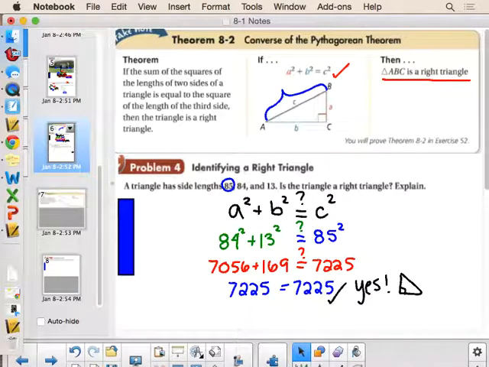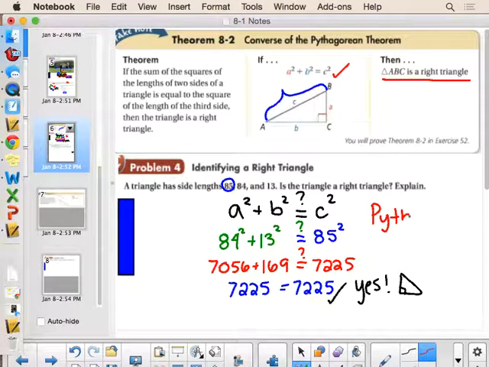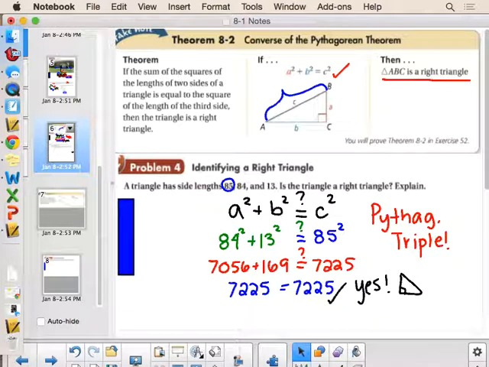Now here's a question. These numbers, they're all whole numbers. Therefore, 85, 84, and 13 are a Pythagorean triple. Just another observation of what you can add onto your list. I believe you could also have added questions from number 1.